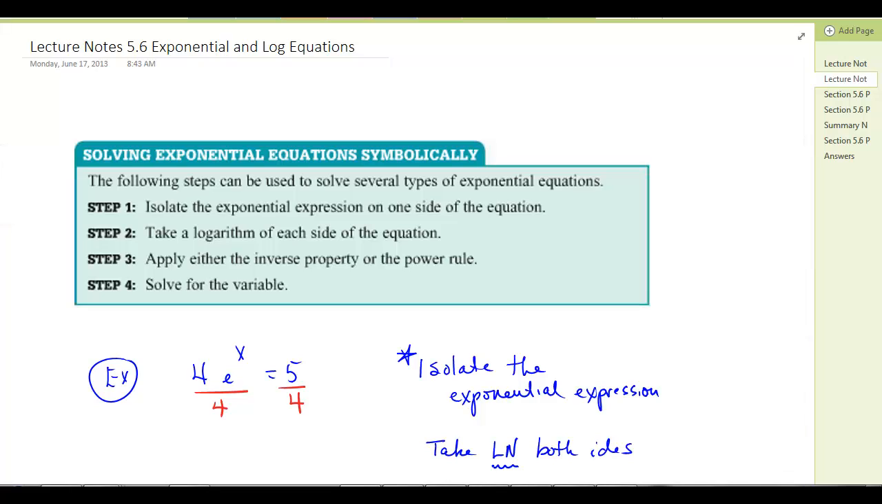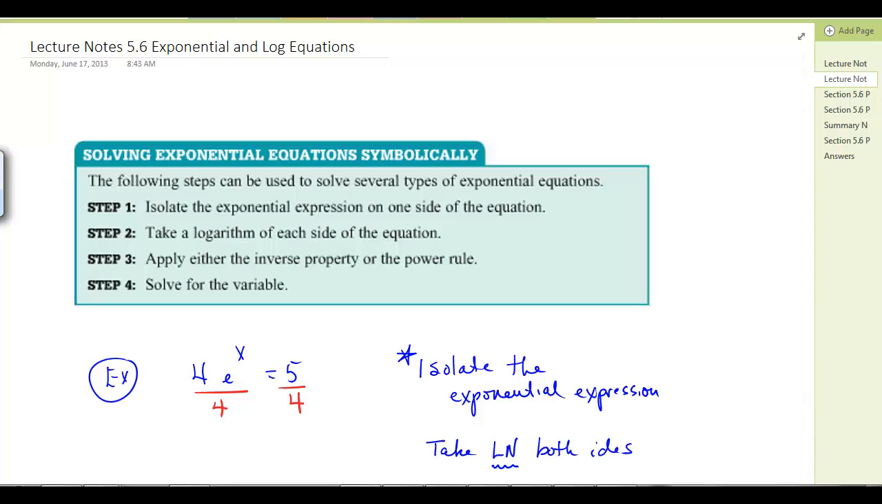So if there's a number in front of it, we're going to get rid of it. Take the log of each side of the equation, and then we're going to apply either the inverse property or the power rule, solve for the variable. So you don't need to memorize that. That's just something that should get us started here. But let's go ahead and look at this first one.